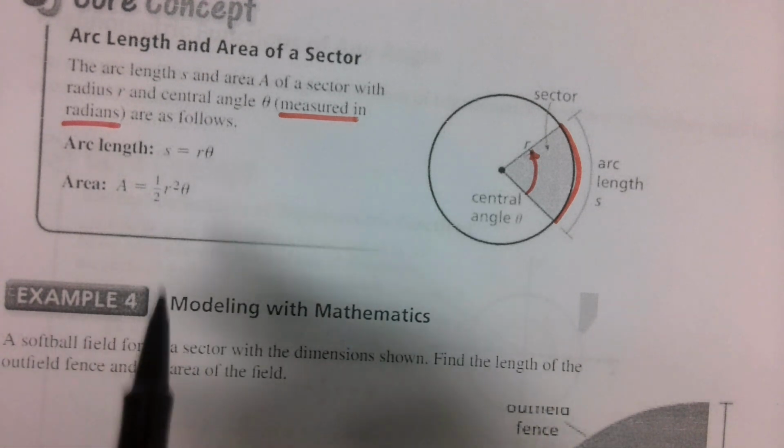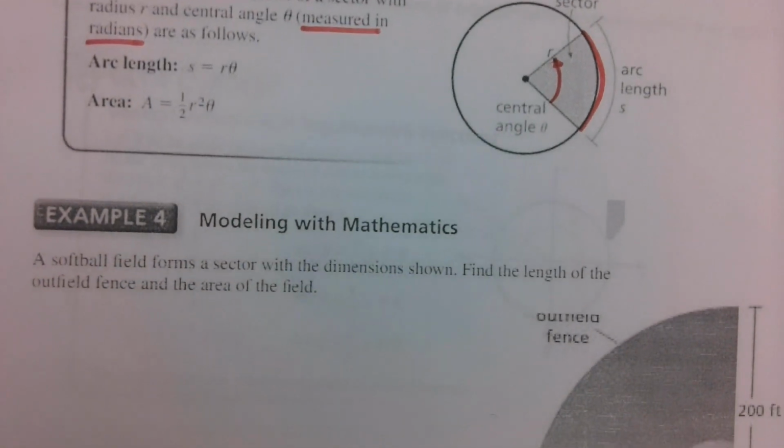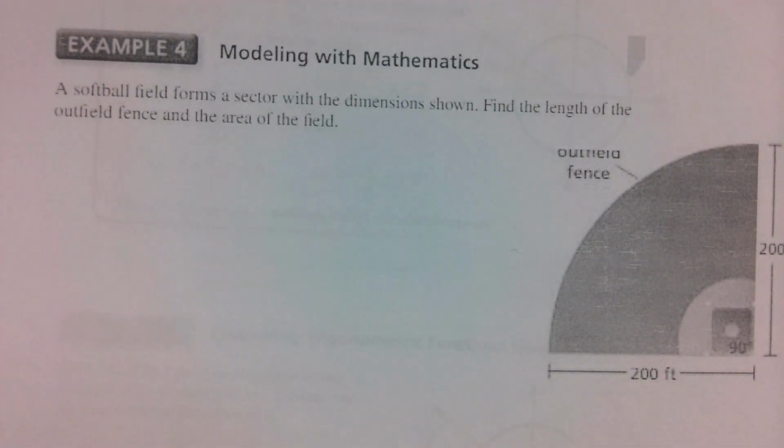The area of a sector is a bit tougher. It's this formula here, but this is one that I would give you. So let's take a look. A softball field forms a sector with the dimensions shown, and we want to find the length of the outfield fence and the area of the field.